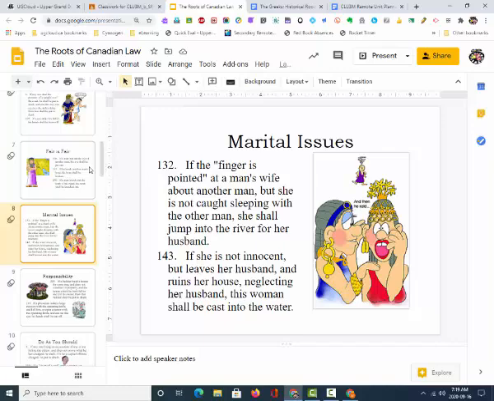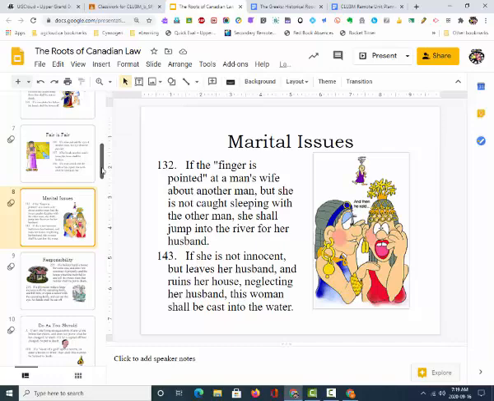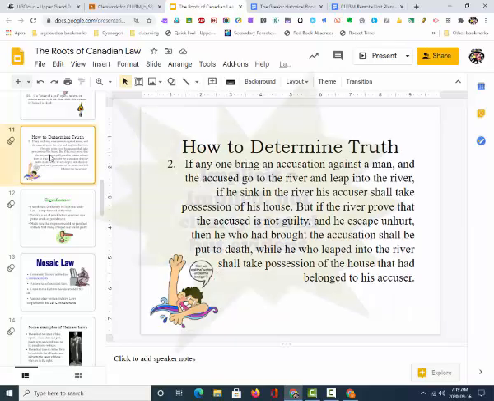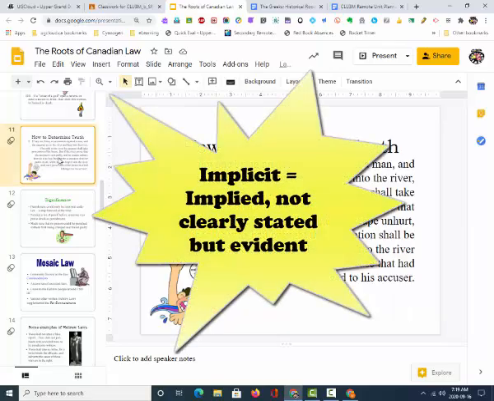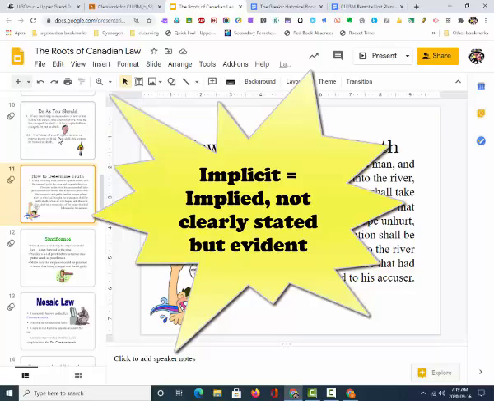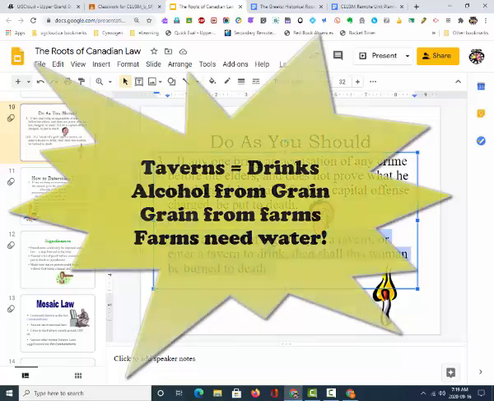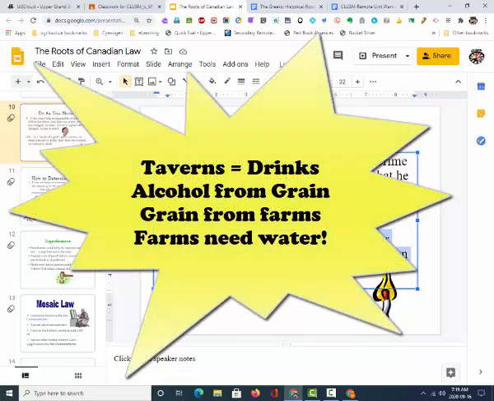Now to look at implicit or implied values. If we go down to slide number 11 and 10, we can see that the Babylonians valued taverns, and specifically taverns to enter to have alcoholic drink. Therefore, it can be implied that the Babylonians were farmers, because to have grain to be able to make drink, there needed to be a farming community.